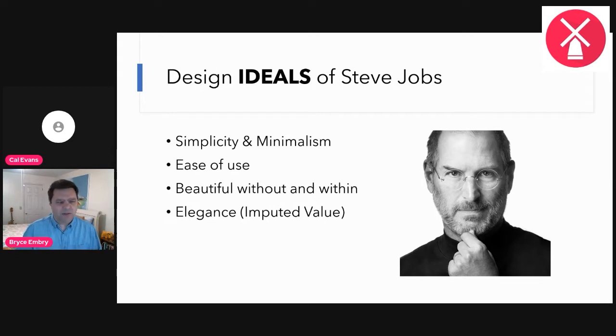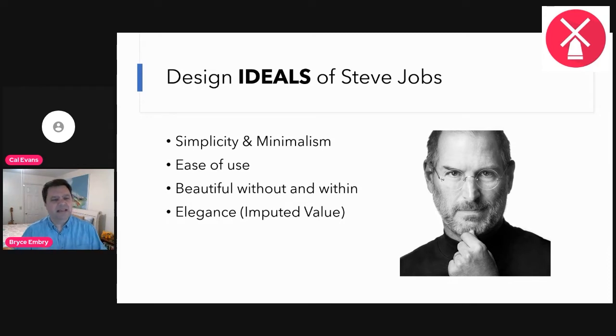He learned from his father that things should be beautiful without and within, that the back of the fence should be just as beautiful as the front of the fence, that the inside of the computer should be just as beautiful as the outside of the computer. And he learned from a mentor of his this concept he called imputed value, which is the concept of elegance: if you're going to present something, you want to present it in such a way that it imputes this concept of elegance to it. So if you've got a beautiful computer, don't wrap it in a garbage bag and hand it to people. Wrap it in this beautiful box that is velvet lined. It just imparts that sense of elegance.